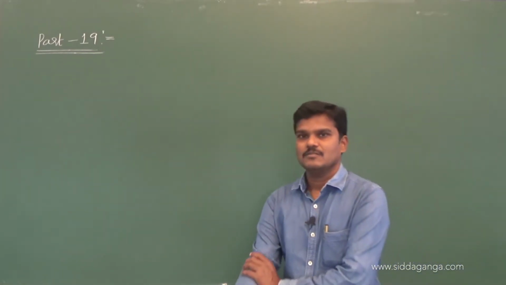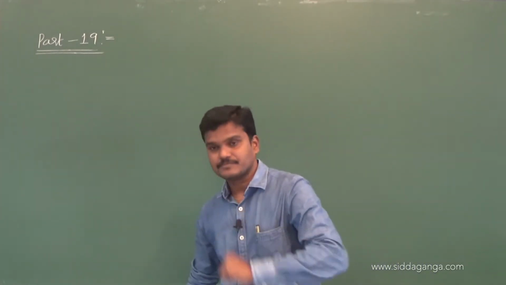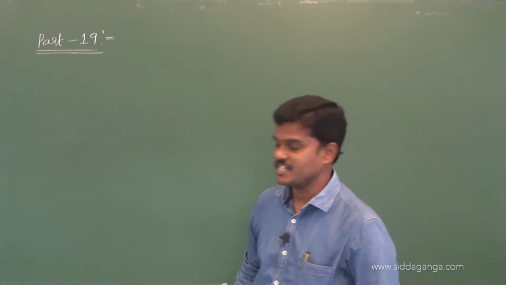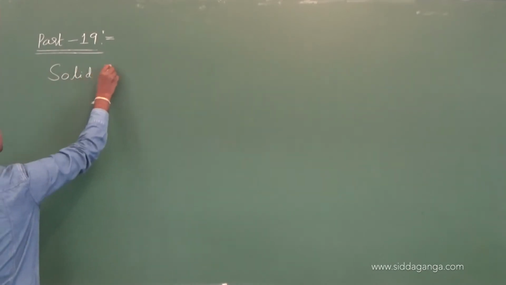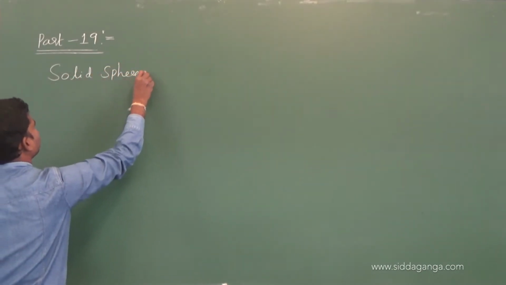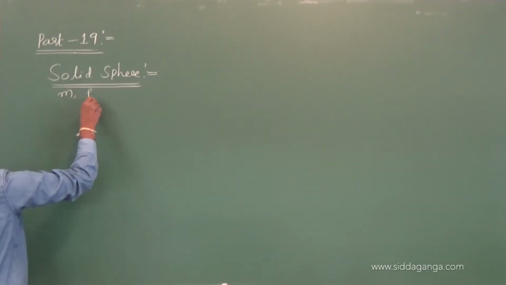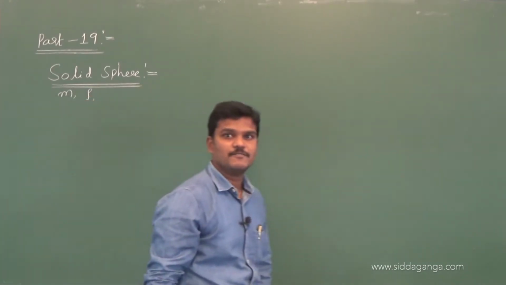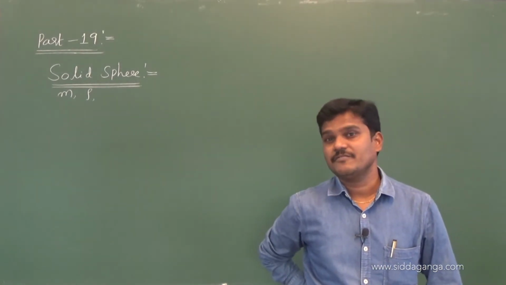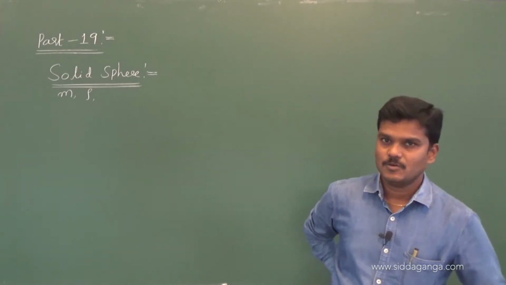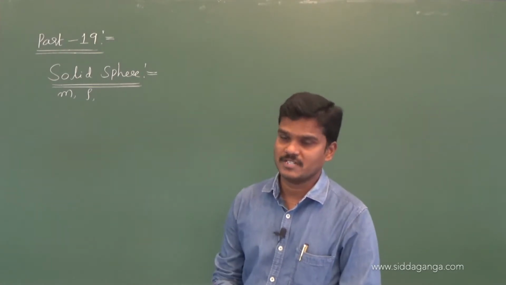Now let us start with the moment of inertia of a solid sphere. The given solid sphere has mass m and density rho. So let me find the moment of inertia of the solid sphere. In the last class I covered the moment of inertia of a hollow sphere. Now by using that hollow sphere derivation, let us derive the moment of inertia of the solid sphere.